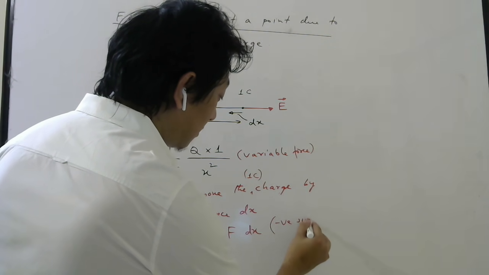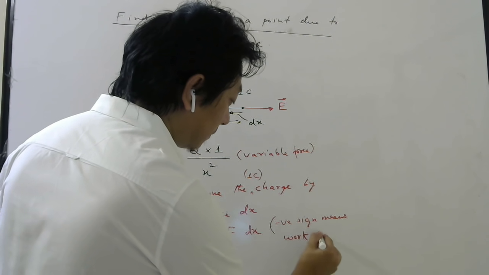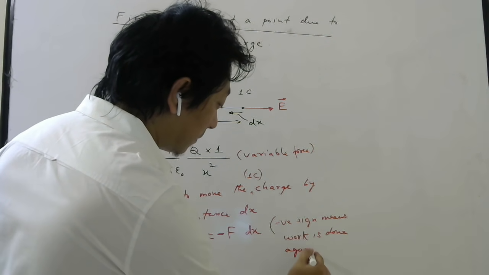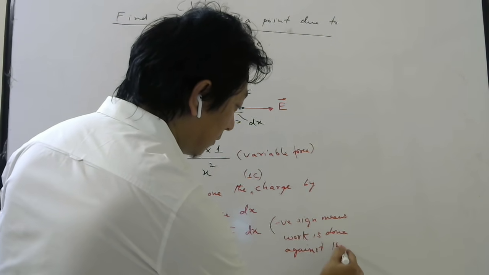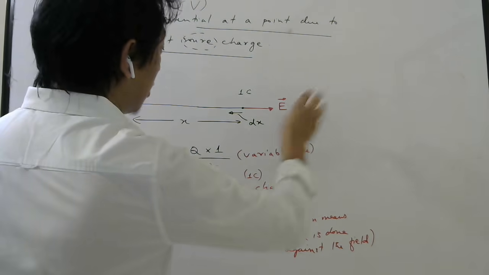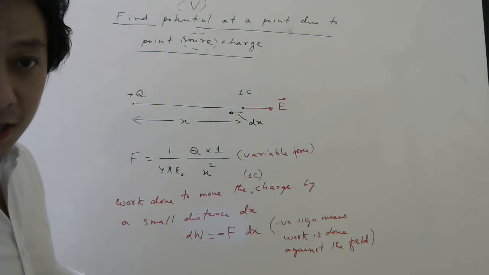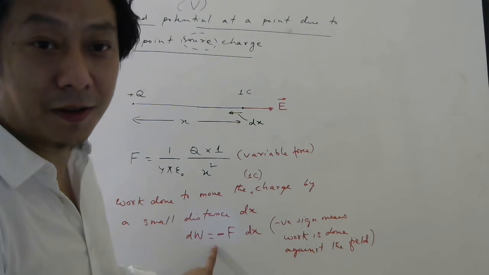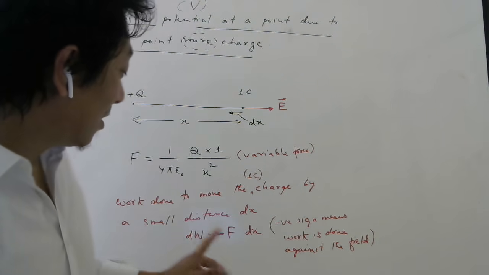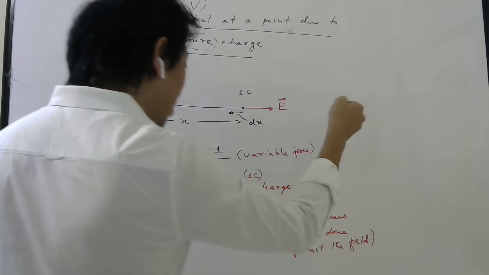Negative sign means work is done against the field. That means the field is this side, you are moving it in the opposite direction, so you are moving it against the field. So that's why they are saying there is a minus sign. But the easier way to understand is this. Listen, you are moving the body this way, yes or no? Displacement is also there only.